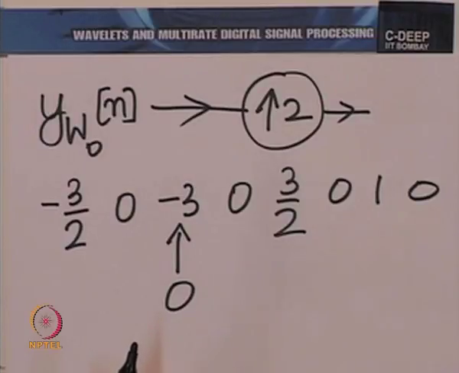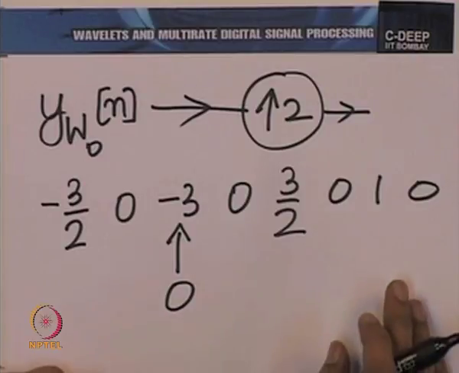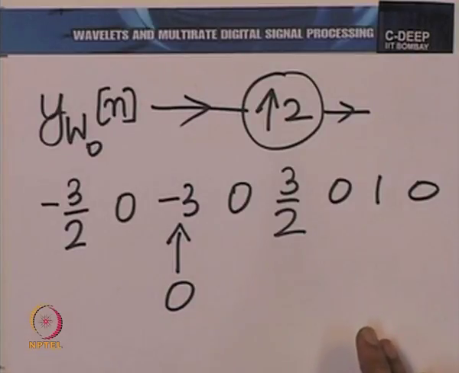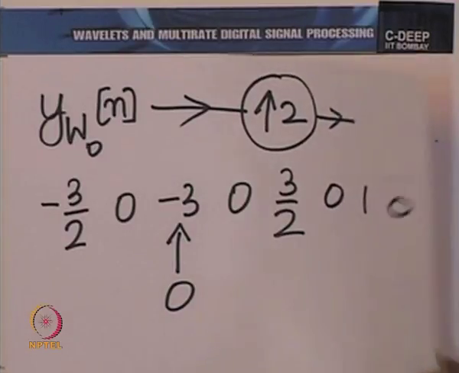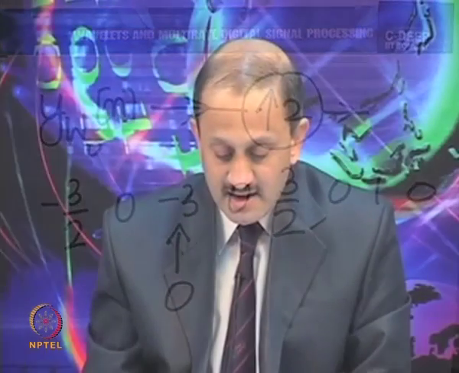So, now we are in good shape. You see, what we now need to do, if we think about it, is reconstruct y of n from these two. And for example, let us look at these two upsampled sequences.